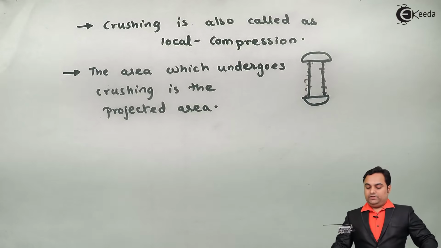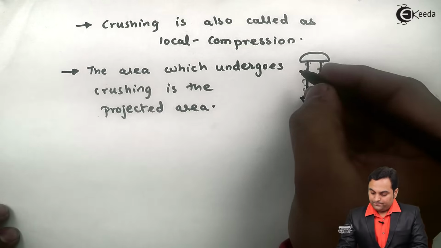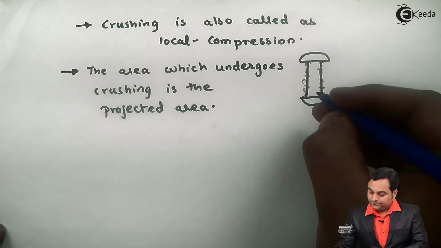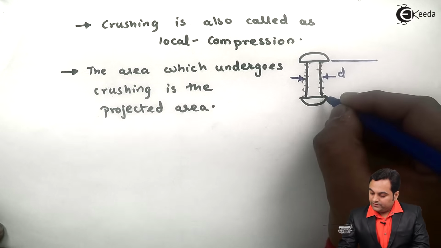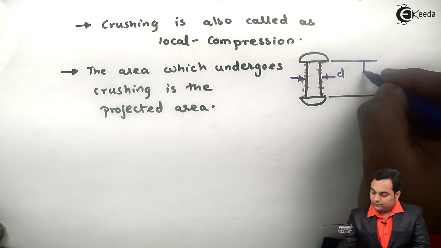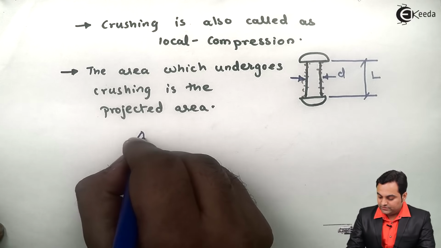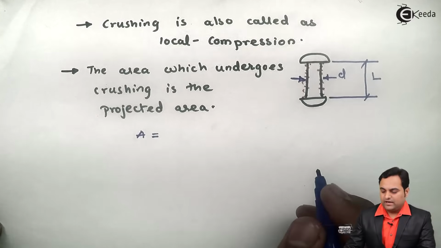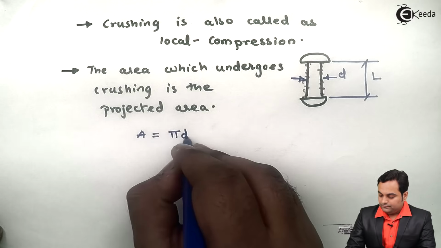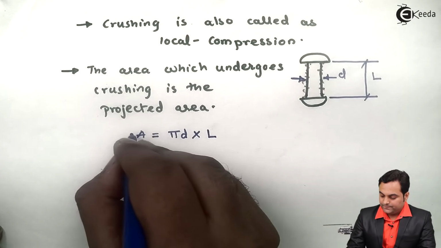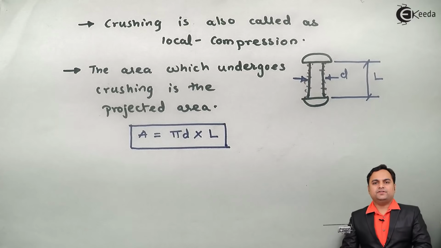Projected area means here the outer diameter and length. If the diameter of the rivet is D, and the length of the rivet is L, then the area which is crushed, that crushing area, capital A, is equal to pi d, that is circumference, multiplied by length. So this was regarding crushing stress.